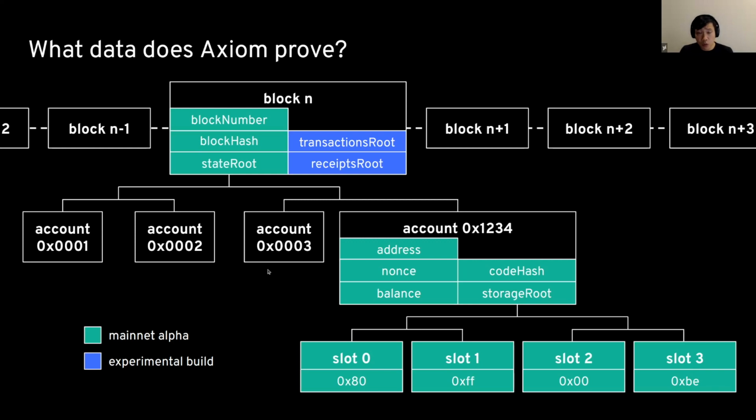So on mainnet, we're able to prove anything highlighted in green here, any block header, account, or storage slot. And last week, we just shipped to testnet the ability to prove into the transactions root and receipts root. So that lets us prove any piece of data on the execution layer of Ethereum today.